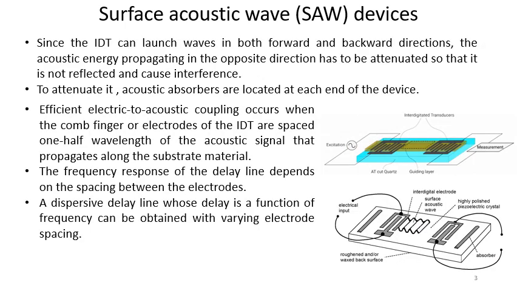Since the IDT can launch waves in both forward and backward directions, the acoustic energy propagating in the opposite direction has to be attenuated so that it is not reflected and does not cause interference. To attenuate it, acoustic absorbers are located at each end of the device. So these are the acoustic absorbers, this one and this one.